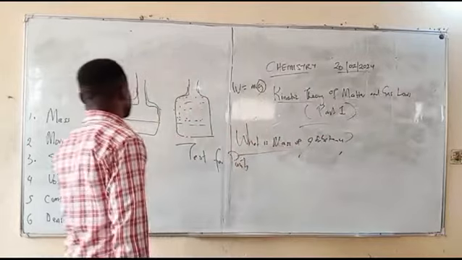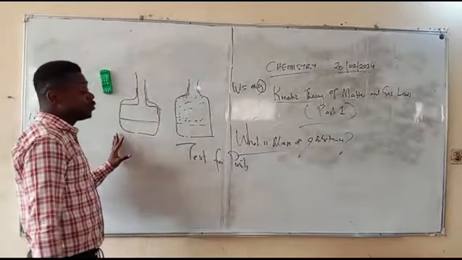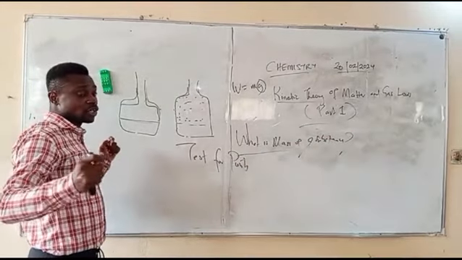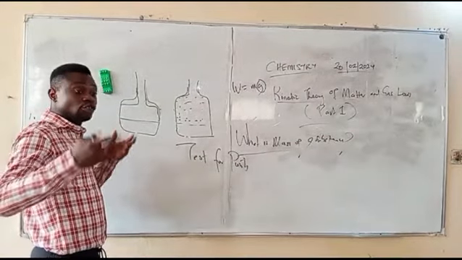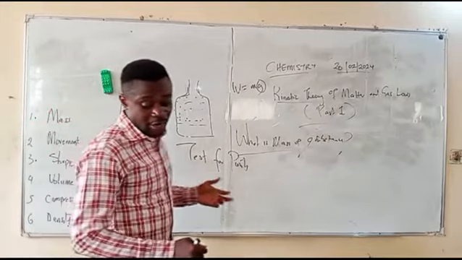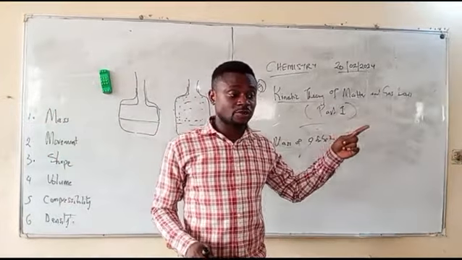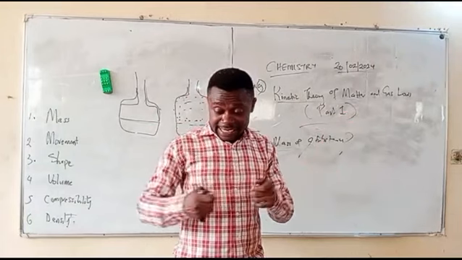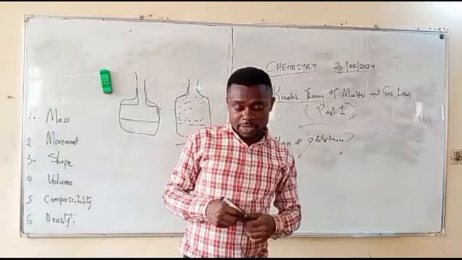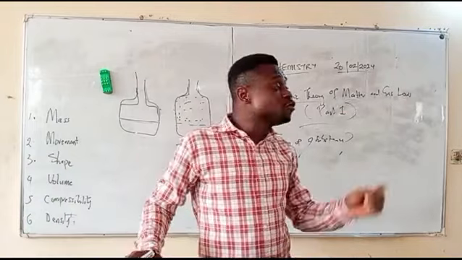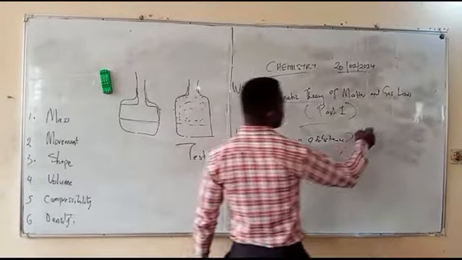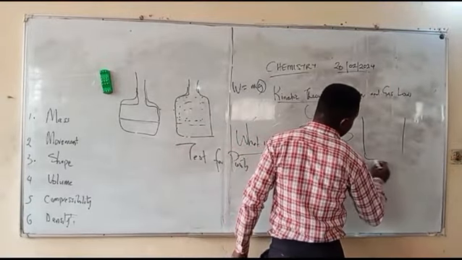There are no particles above to attract it, but it's just this side and this side. The one inside the liquid is attracted on all sides. But at the surface, there are no particles here that attract it. Good. Now, what is the implication of this? What is the implication of this?